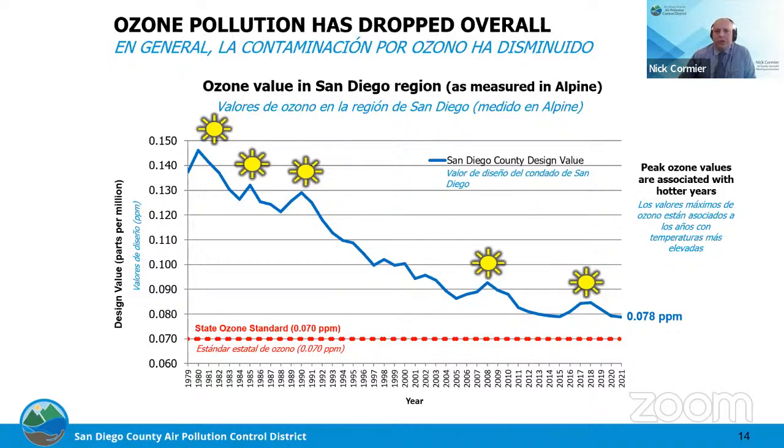These emission reductions have resulted in improved regional air quality. This chart shows the region's 8-hour ozone level as measured at the Alpine Monitoring Station, where ozone levels have trended downward. There is year-to-year variability caused by hotter weather. However, these upticks only reflect a flattening of progress, as opposed to a significant change in the wrong direction.